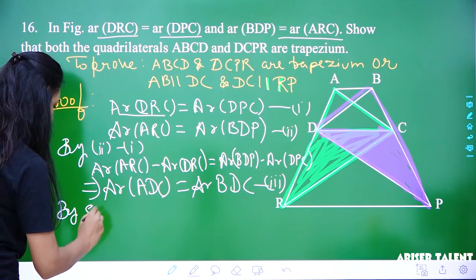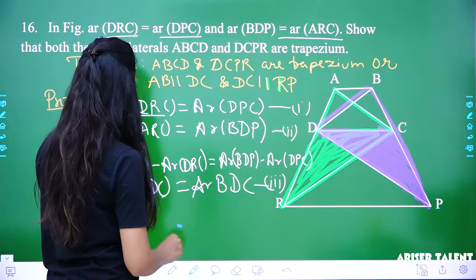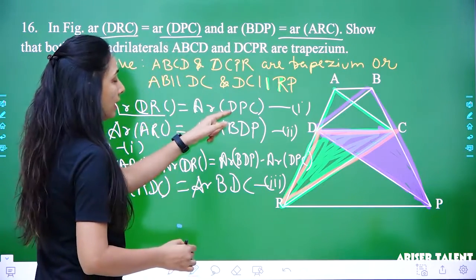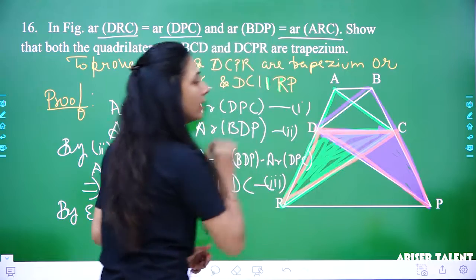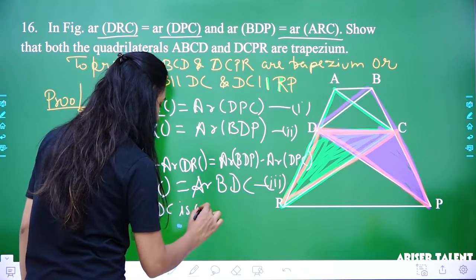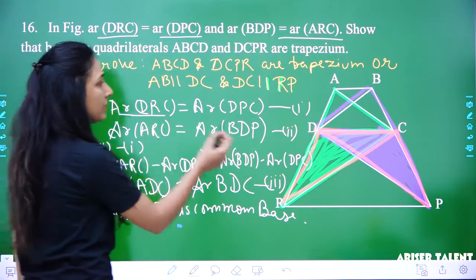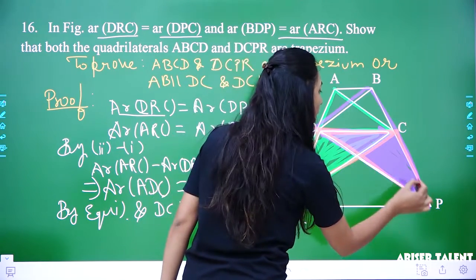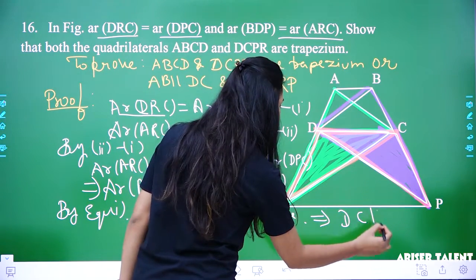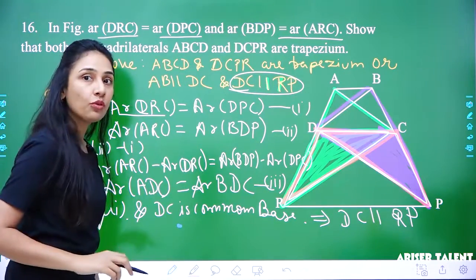By equation 1, what is equation 1? Area DRC is equal to area DPC. These two areas are equal to each other, and DC is the common base. What I am saying to you is, by equation 1, these two triangles have equal area and also the common base DC, so this implies that DC is parallel to RP. First has been proved, right.